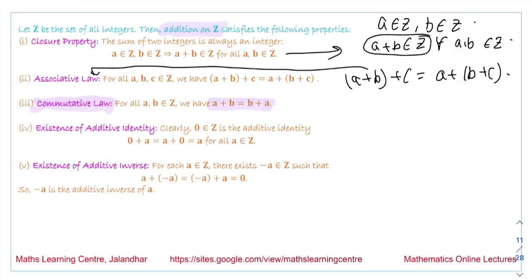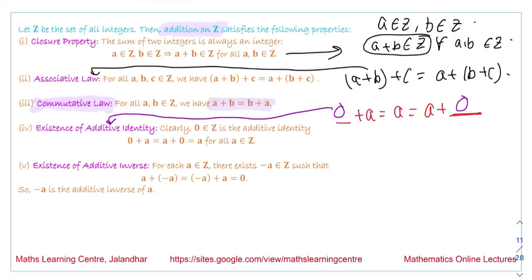Next we have to find the additive identity. Additive identity means something plus a should be equal to a, which is equal to a plus something. So that element in this case is 0. So 0 is the additive identity.